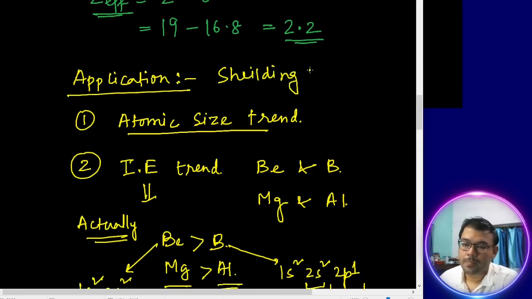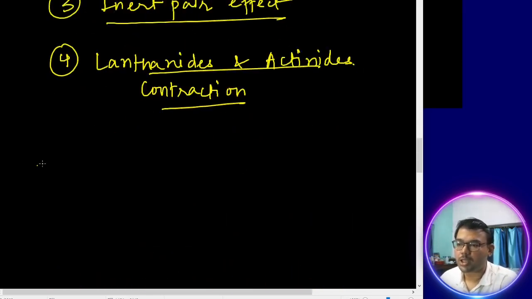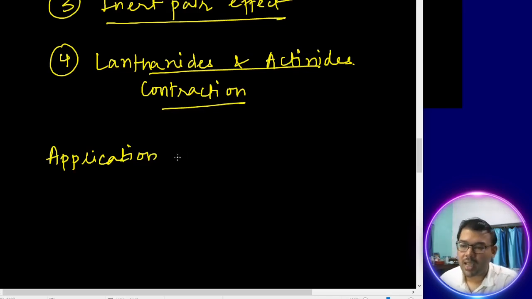And what is the importance? We know the periodic table trends, the atomic size trend and the ionization energy trend with the help of the shielding effect. Now the shielding effect is connected to Z effective, so we are going to understand the applications of Z effective, the effective nuclear charge, because the shielding effect connects to Z effective with the equation Z effective equals Z minus the shielding constant. So we need to learn what the applications of effective nuclear charge are.